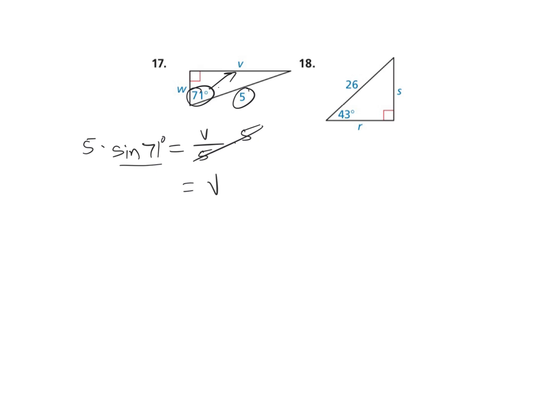And multiply that by 5. And we get 4.7. Again, this is approximation. Now to get w, the w is adjacent.